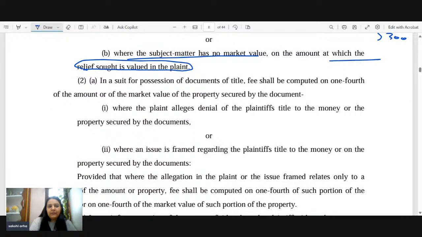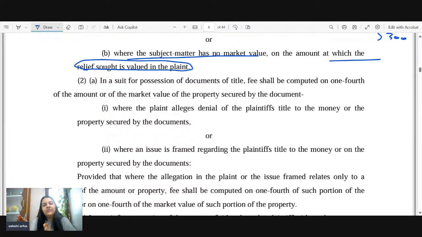Okay, when it's a movable property other than document of title, in that case, if the market value is decided, then according to market value, your fee will be decided. When there is no market value to the subject, then according to the amount of relief which I'm claiming, my fee will be decided.